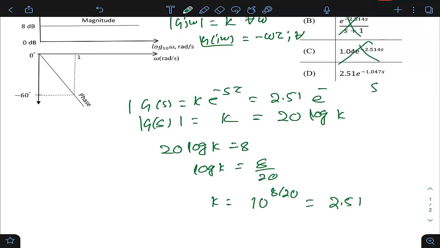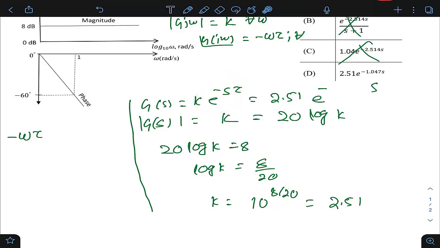So now what about the phase? In the phase plot, minus omega tau is the phase of this transfer function, right? So if I ask you what is the phase of it, it is minus omega tau. The phase is contributed by this exponential factor. The magnitude of the exponential factor is always 1. So the phase of this is minus omega tau.